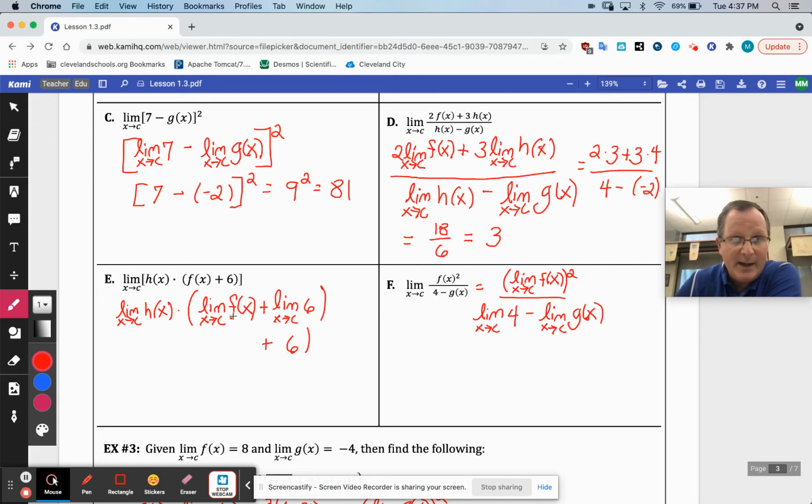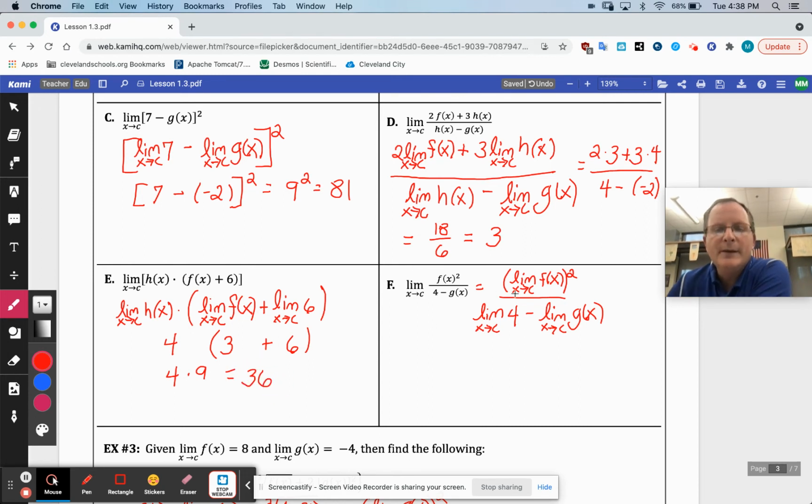And then the f of x was, I'm kind of looking around at the previous problems. What was f of x? 3, without having to scroll back up to the top. All right, so those two added together and then multiplied by the limit as x approaches c of h of x, which was 4. All right, so I have 4 times 9, and that is 36.